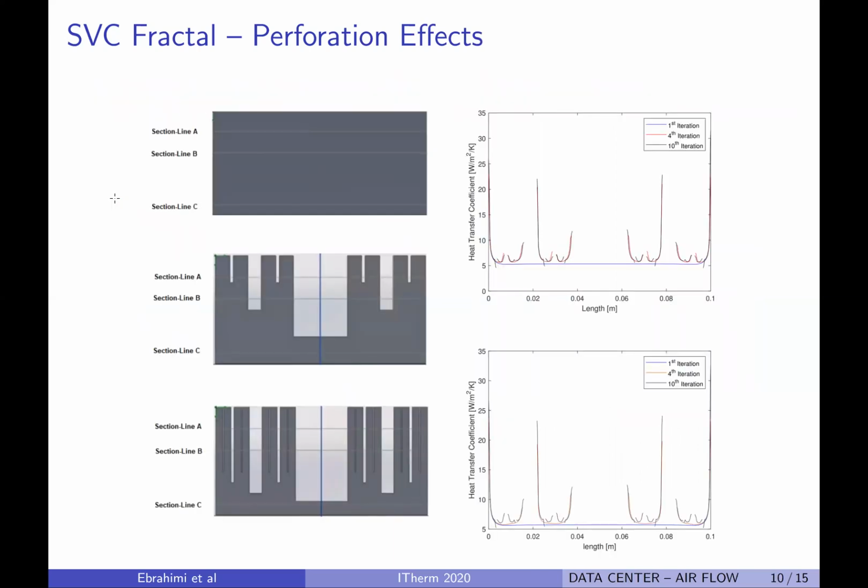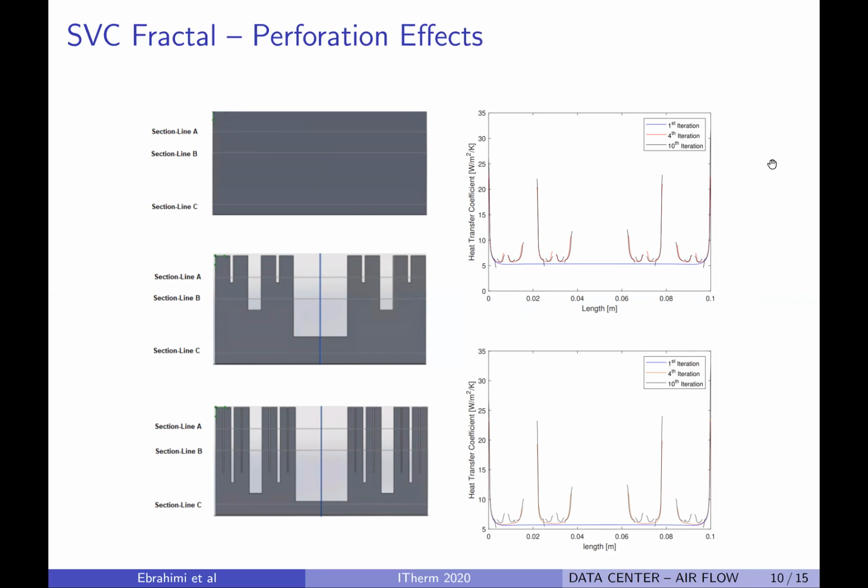In this slide, you can see the effect of SVC fractal on convection heat transfer coefficient. On the top left, you can see the SVC with the 1st iteration, which is a traditional rectangular fin. In the middle, you see the SVC with 4th iteration, and the last one is the SVC with the 10th iteration. So we compared the effective heat transfer coefficient along the section lines A, B, and C for each fin, and the results are shown on the right. We don't show the results for the section line C because the heat transfer coefficients are pretty much the same. You can see the results for the section line C in the paper.